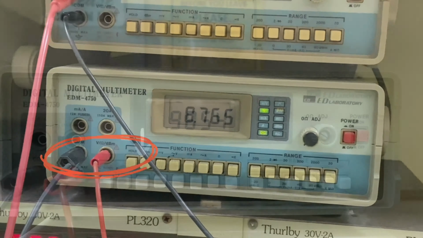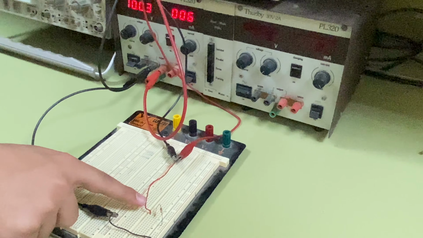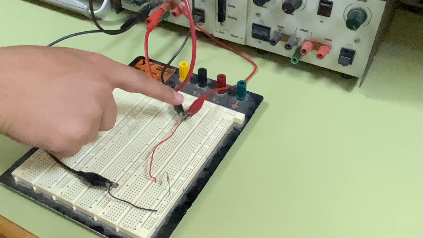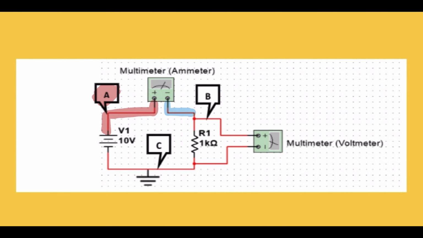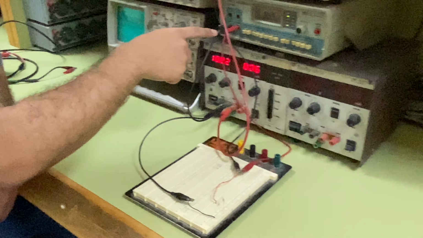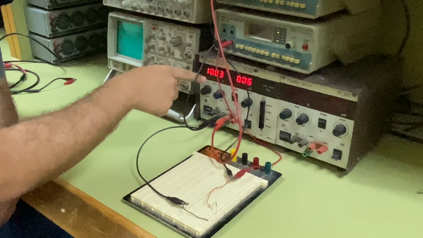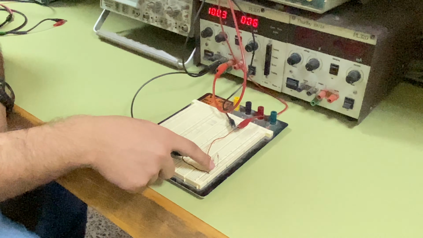And for node B, we connect the negative of the ammeter with one end of the resistor, and with the positive of the voltmeter. And for the last node, which is node C, we connect the ground common of the voltmeter with the ground of the power supply and with the other end of the resistor.